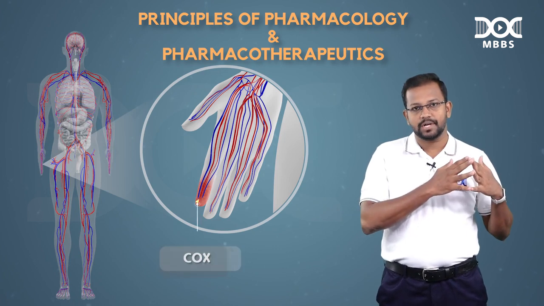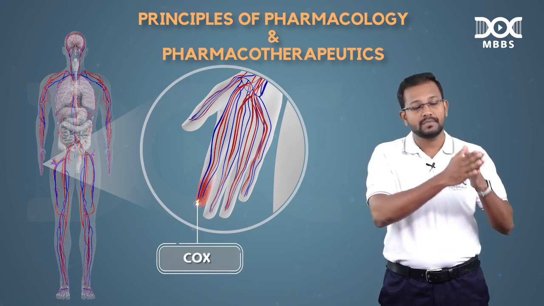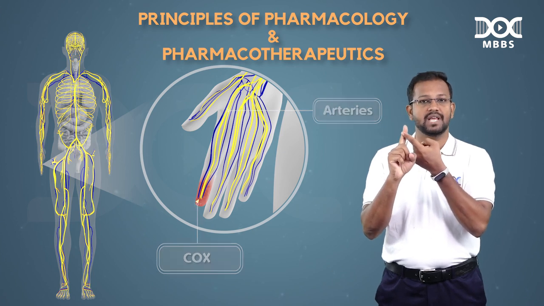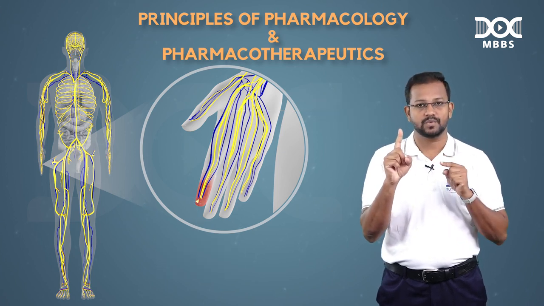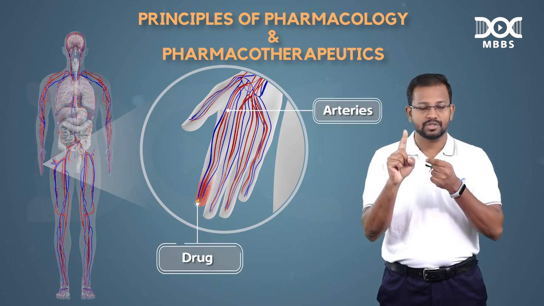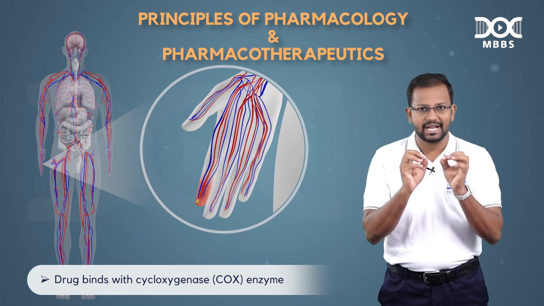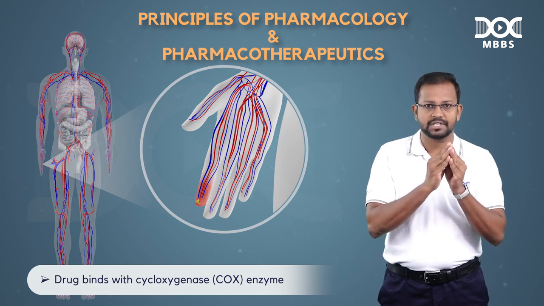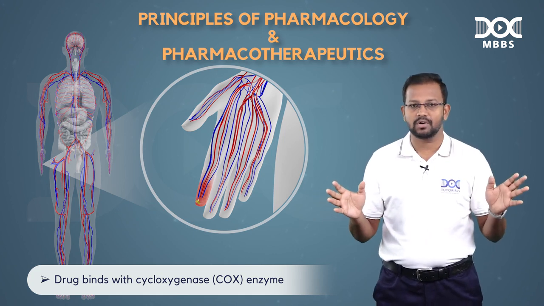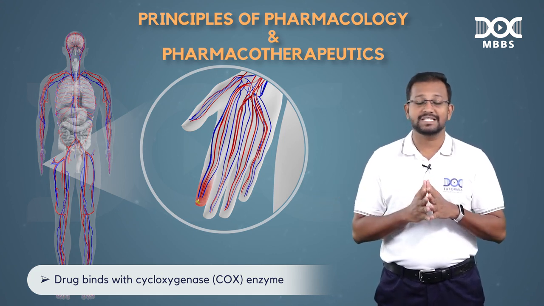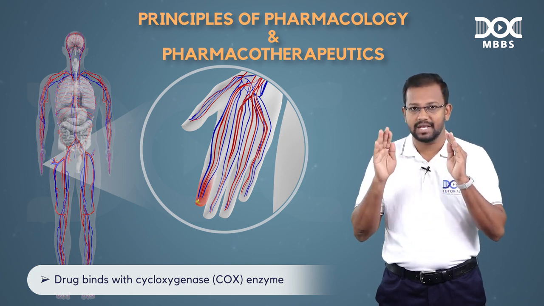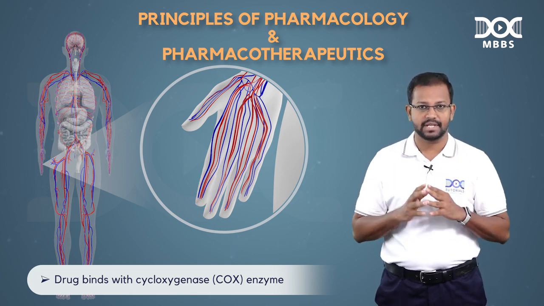So from there it is going to move into your aorta, into the arteries, and here is where the nearby artery is, and here is where the inflamed tissue is. From the arteries the drug is going to move into the inflamed tissue. It is going to bind with an enzyme which is responsible for the inflammation to be there. And the most important enzyme, that is cyclooxygenase enzyme. It is going to bind with that enzyme and is going to be inhibiting the inflammation which is produced there.